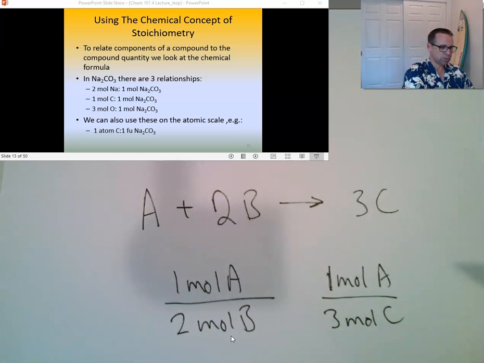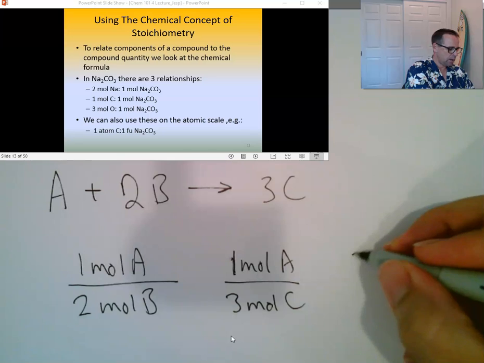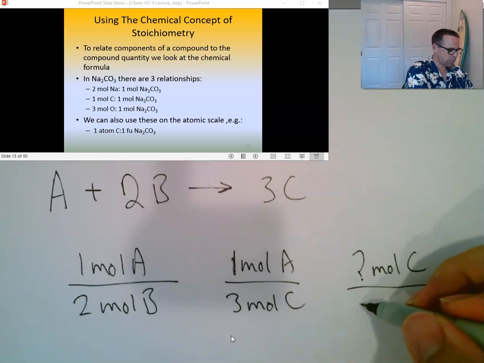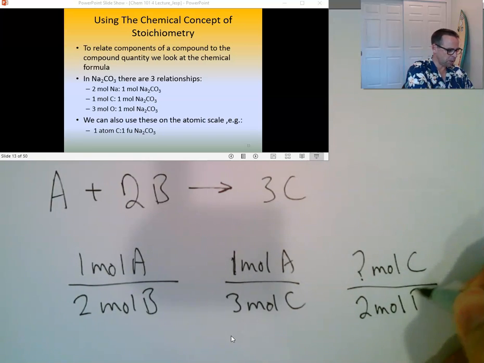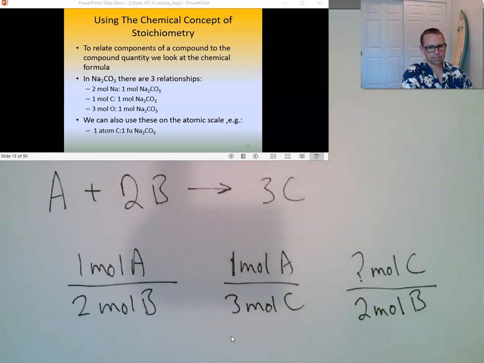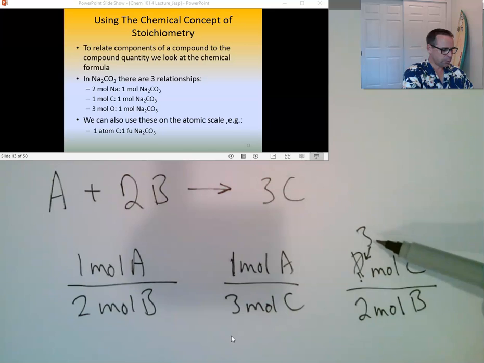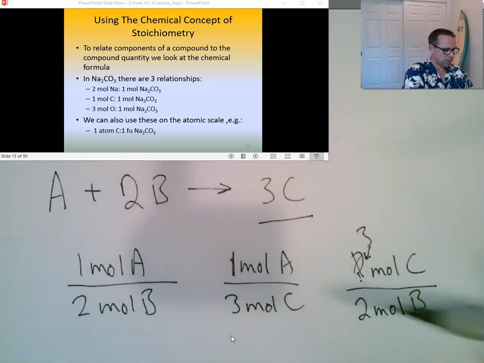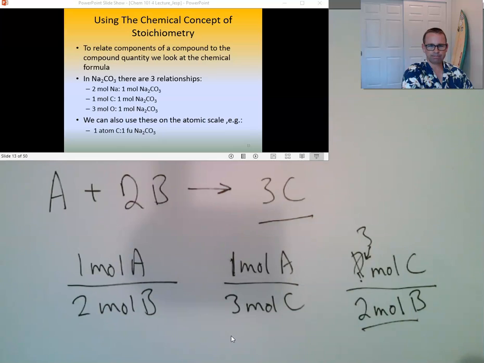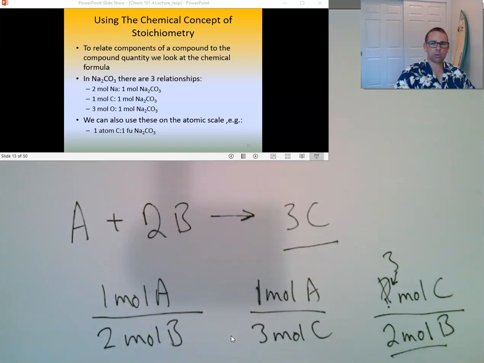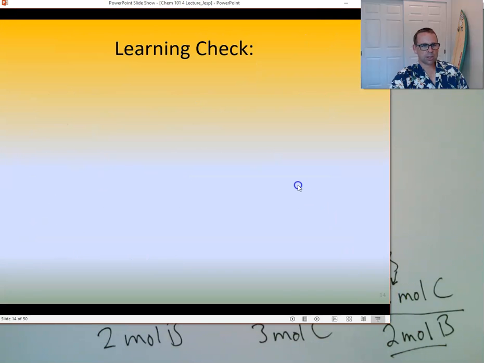Okay, so here's a question for you. How many moles of C do I get if I put in 2 moles of B? 3. That's right. The 3 goes here. So for every 3 moles of C that I get out, I need to put in 2 moles of B. So there are stoichiometric statements that you can make for chemical reactions as well. Again, a very, very important concept in chemistry.